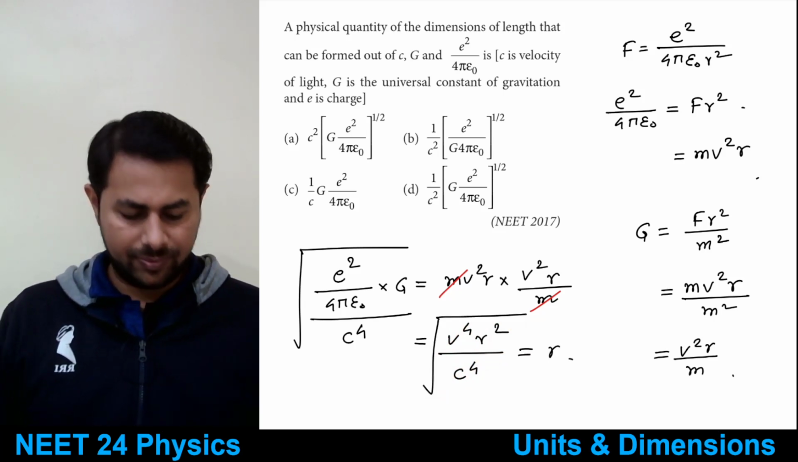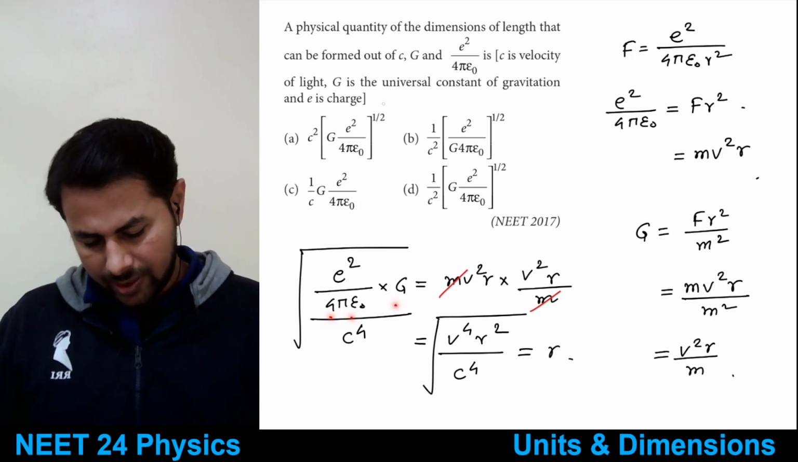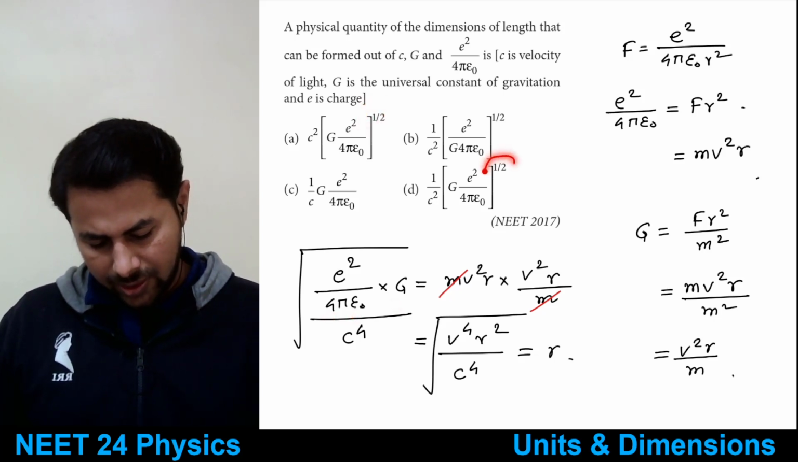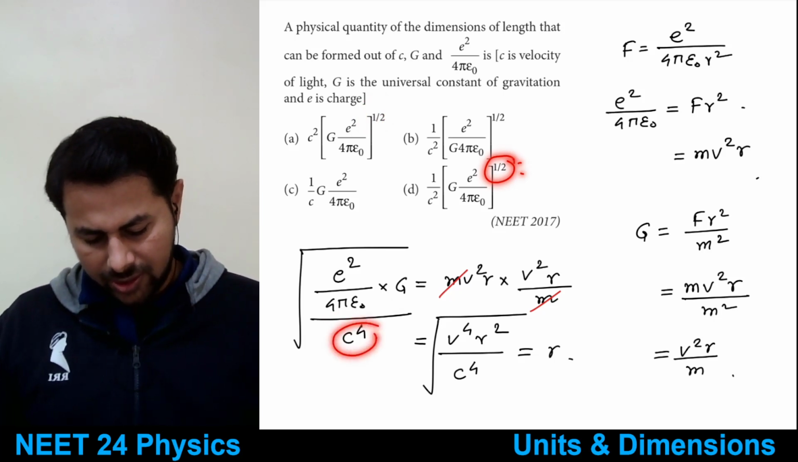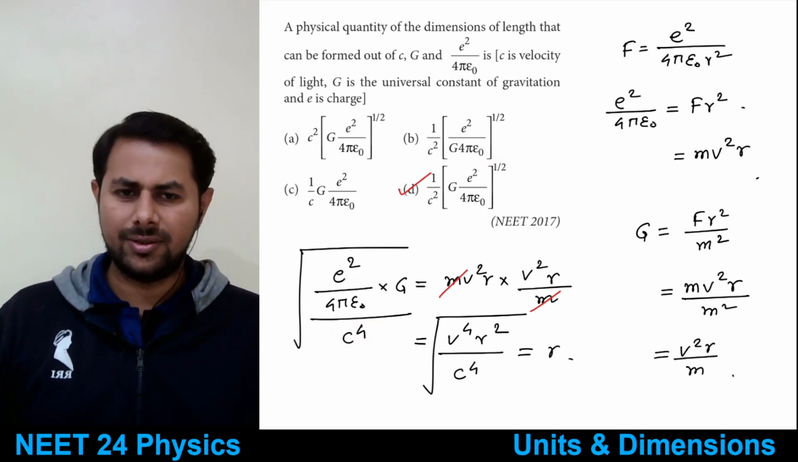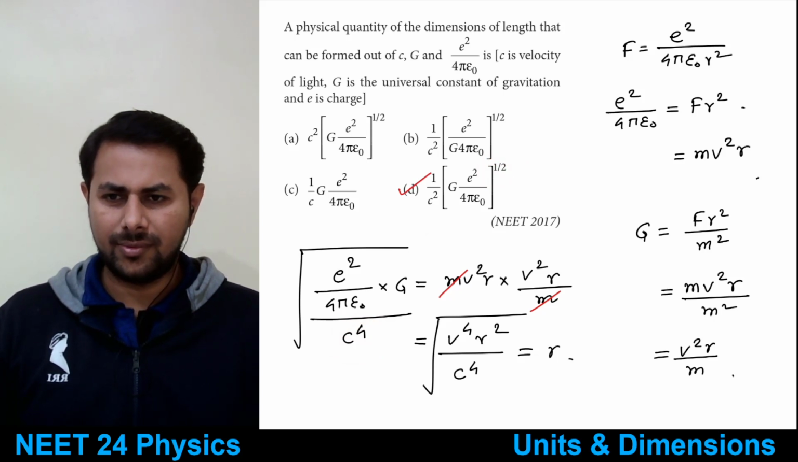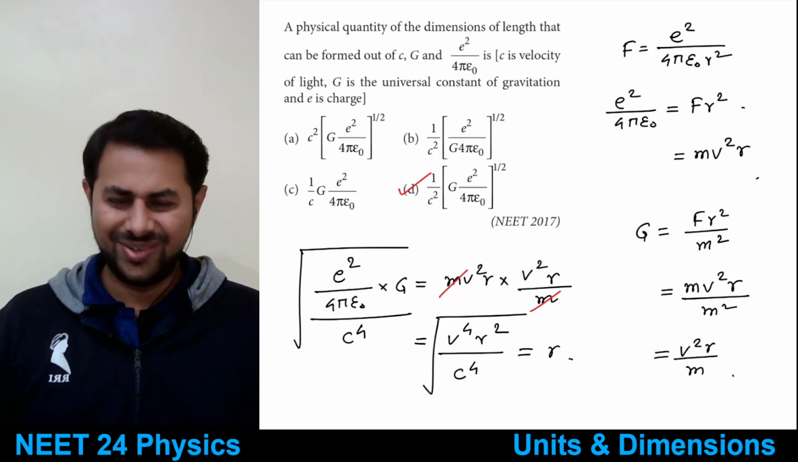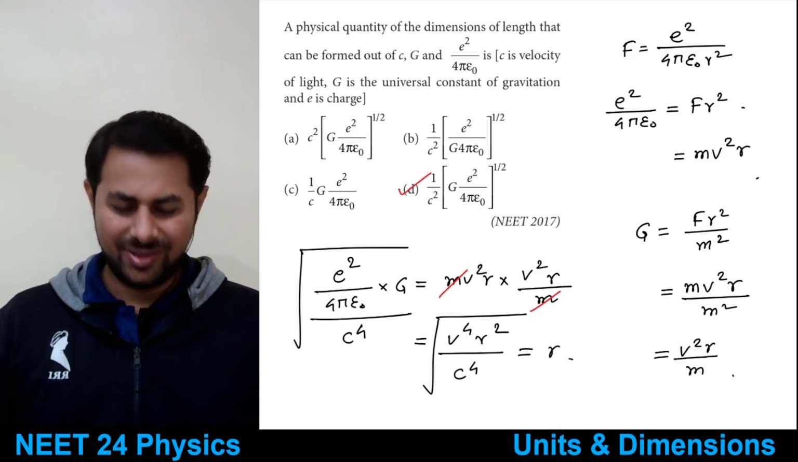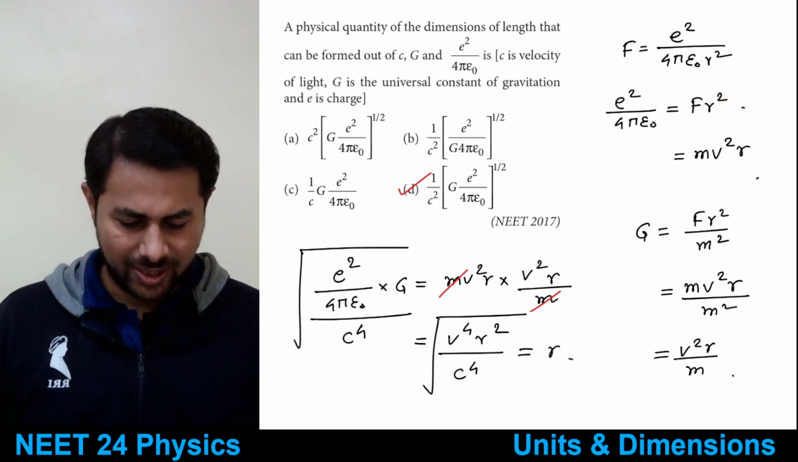So it will be just r, or length you can say. So it is square root of E square by 4 pi epsilon naught G, which is there in option A, and in the denominator you will have c square. So it's option D, right? This is clear. Yeah, everyone? Okay, good. So we need to employ these kind of small tricks.